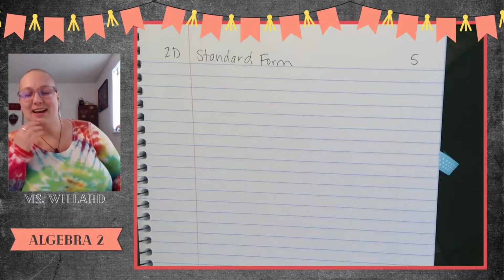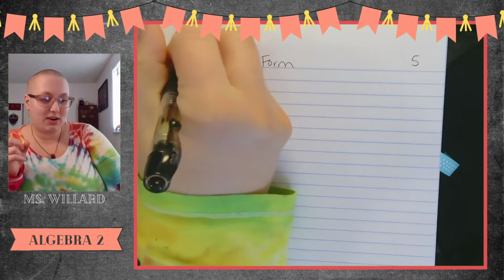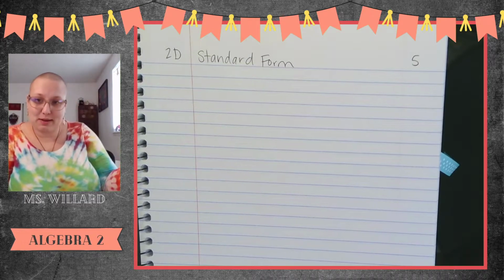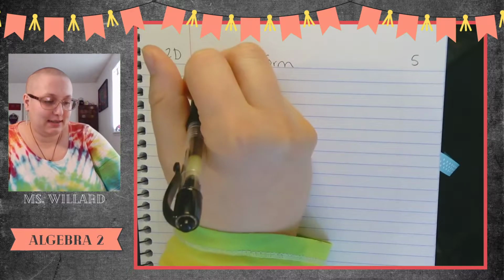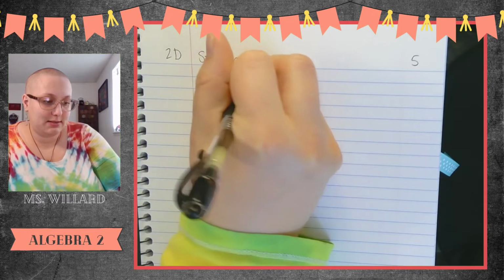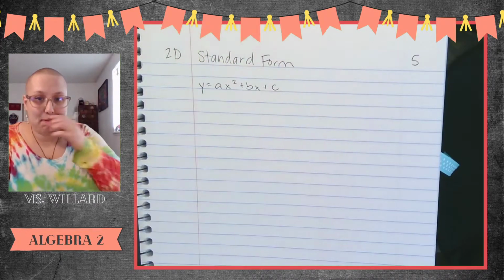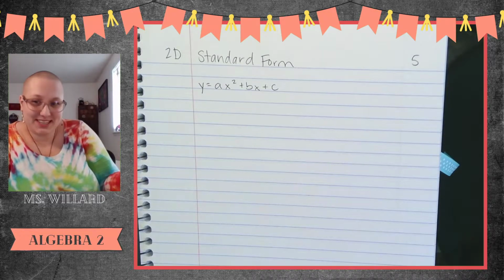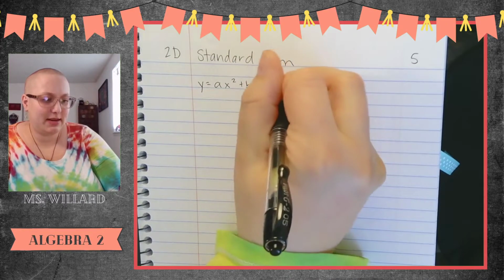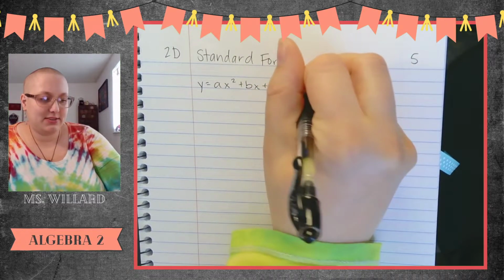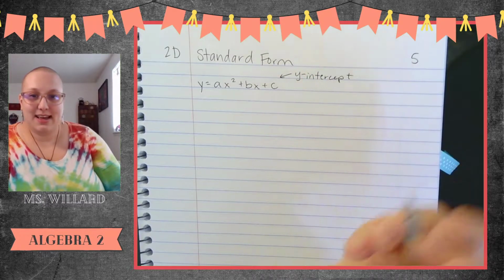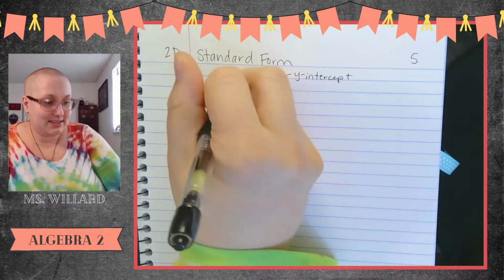Standard form. You might recall from Algebra 1, 2 years in a pandemic ago, that standard form is y equals ax squared plus bx plus c. If you don't, here it is. What do these letters mean? That's a great question. This c right here is the y-intercept. It automatically gives you the y-intercept. How nice.